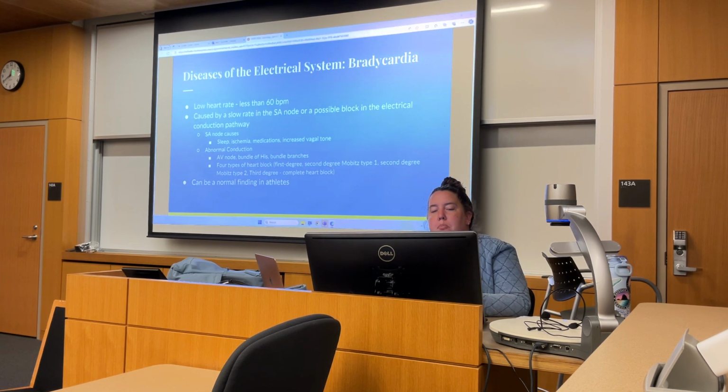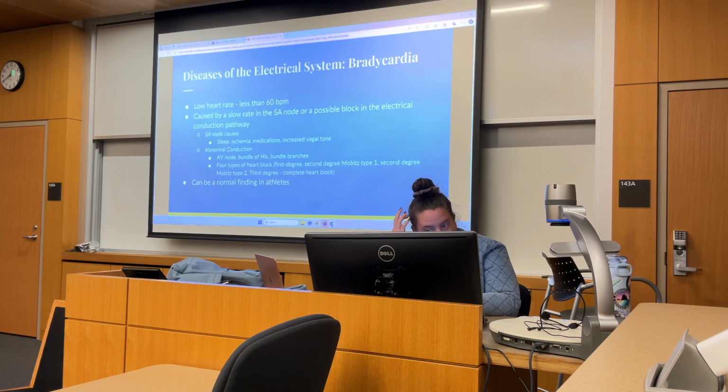It is caused by a slow rate in the SA node or a possible block in the electrical conduction pathway. So causes coming from the SA node could be sleep. Generally, we have a lower heart rate when we sleep, which is pretty normal. Ischemia, so low blood flow or oxygen supply to the atria, could cause us to not have enough blood flow to the SA node. Medications can lower our heart rate. And then increased vagal tone. So this refers to the vagus nerve.